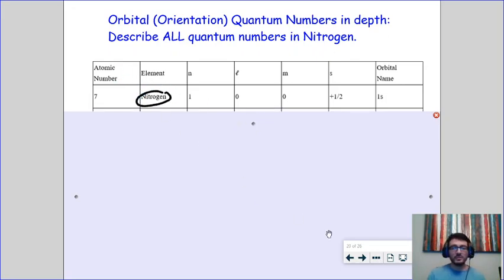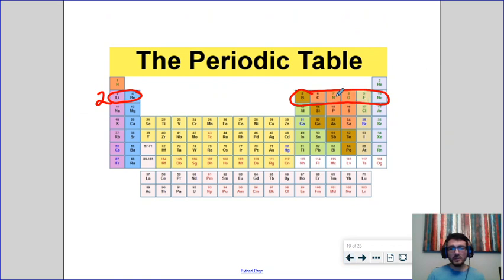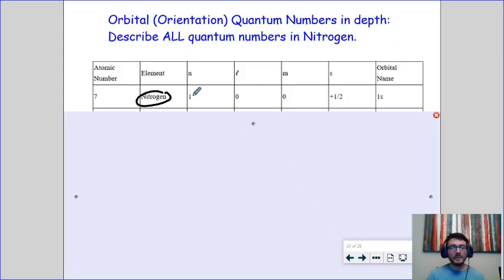Nitrogen, atomic number 7. Back to our periodic table. Nitrogen is right here. Star that. Nitrogen's right there. It has 7 electrons. First electron, first energy level, S shape, 0 orientation. We haven't talked about spin yet, but hold off on that. We're going to concentrate on these 3 for now. We will get to that 4th quantum number in just a bit. Okay.